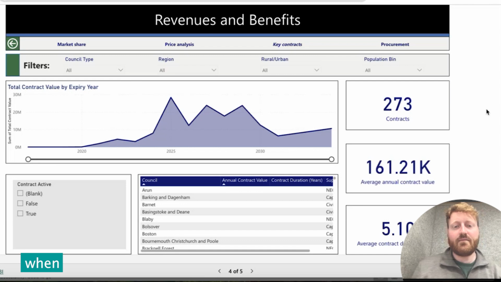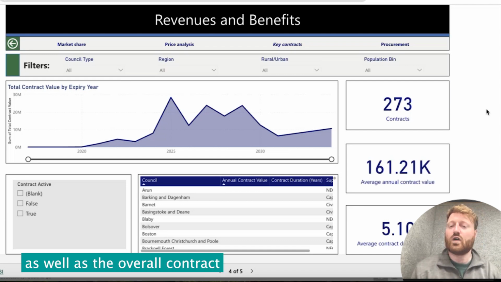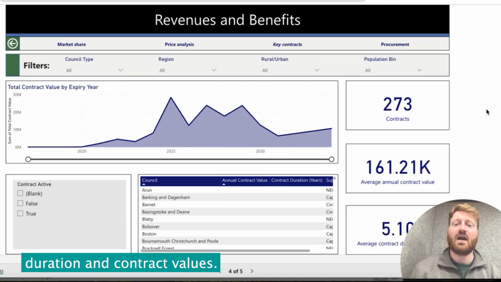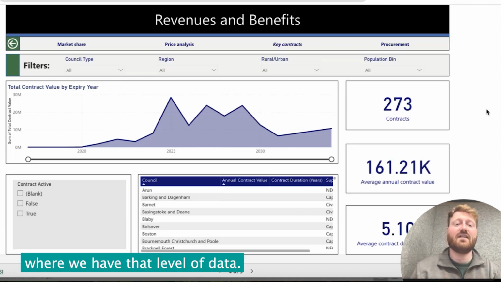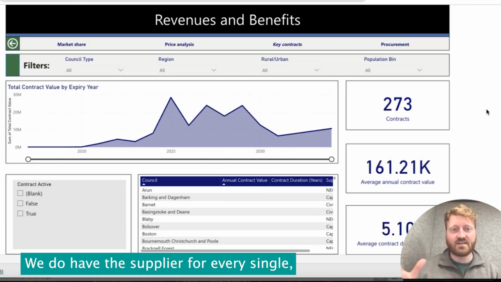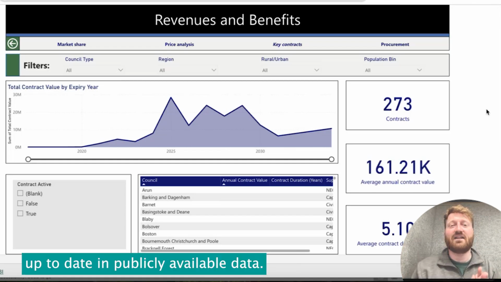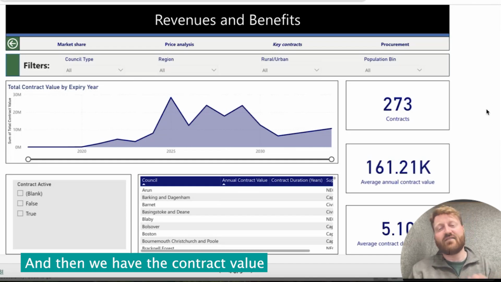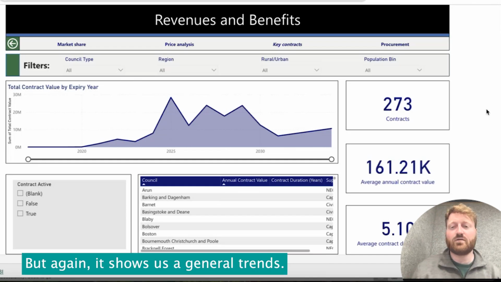We've tried to look at when contracts are expiring, as well as the overall contract duration and contract values. Again, this is only of the data set where we have that level of data. We do have the supplier for every single council, as far as is up to date in publicly available data, and then we have the contract value and the contract duration for a smaller subset. But again, it shows us a general trend.